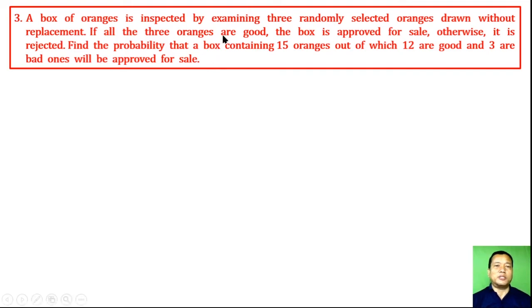If all the 3 oranges are good, the box is approved for sale.